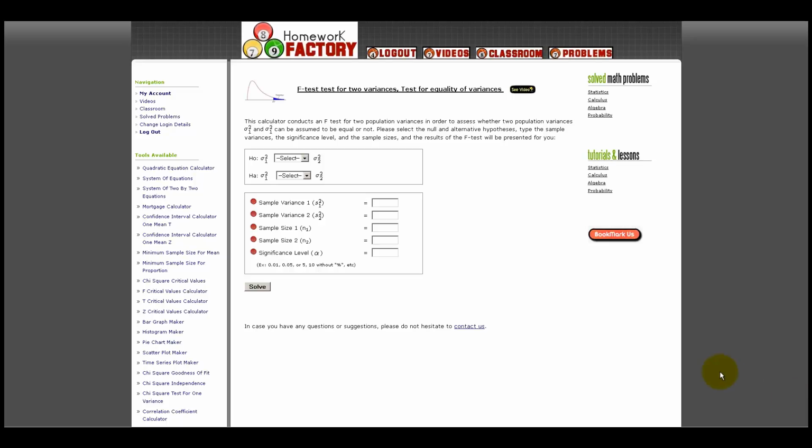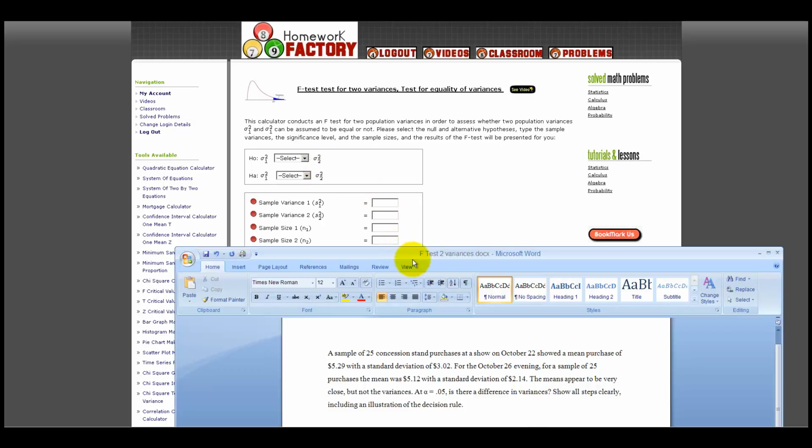Hello and welcome. This is a video to show you how to use the F-test for two variances. In order to conduct the test, we need to fill out these boxes here with the information from the specific problem. I'm going to show you a concrete example that can show you how to apply the solver on a concrete situation.